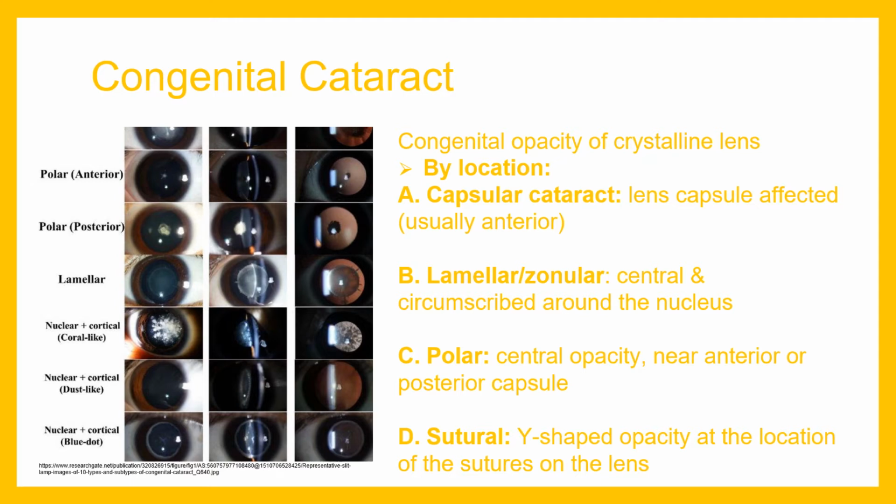These are like the polar sides of the Earth. And that analogy is very similar in a way that the equator is in a similar relative position to the polars in the lens as well. The sutural location would appear as a Y-shaped opacity at the location of the sutures, the natural sutures on the lens.